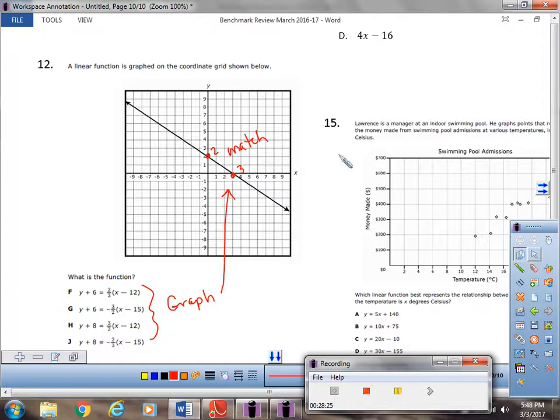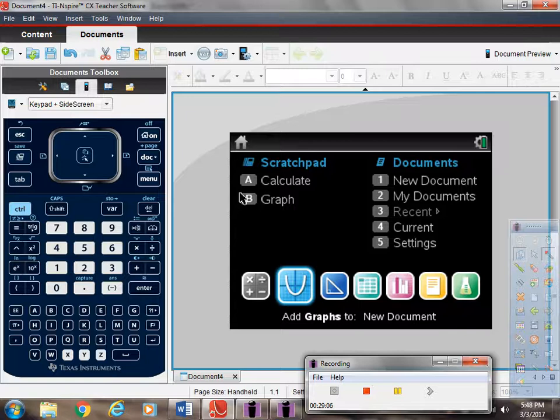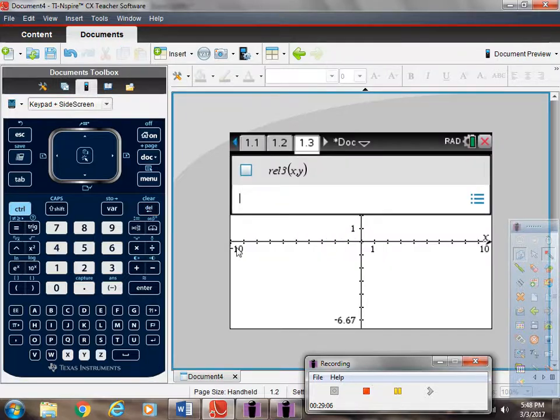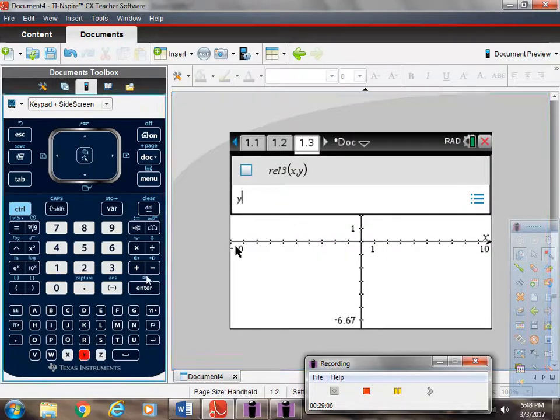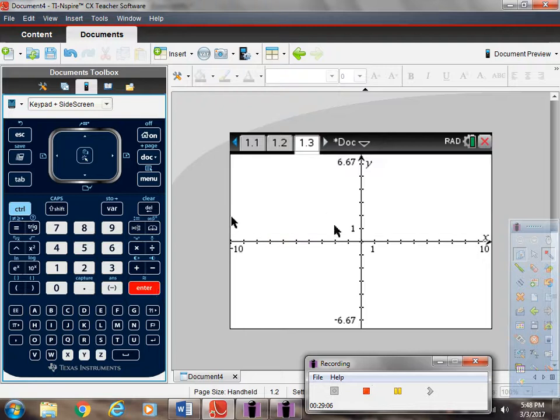Alright, so let me show you how. I know the answer on this one is J, but let me just quickly go through it. You do want to use relations on this one because that equation is in what we call point slope. So y plus 8 and then equals, control divide, a negative 2/3, and then in parentheses, x minus 15. Now, you do need to zoom out, it looks like, or maybe I typed that in wrong.